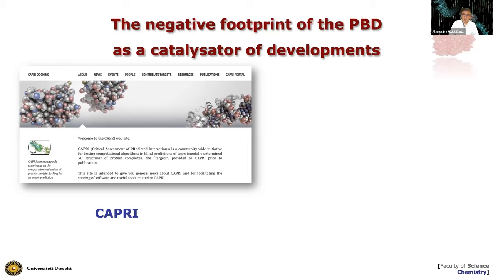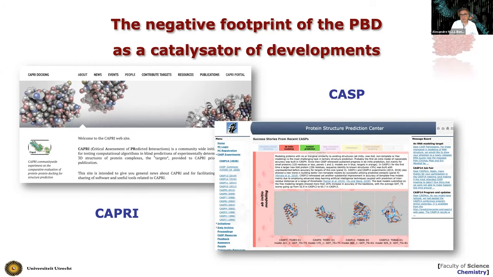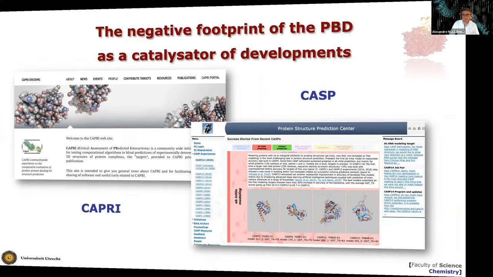Another important critical assessment which has benefited from the negative footprint of the PDB is CASP, because in CASP only models that are not in the PDB or that do not have a template in the PDB will be submitted. CASP has been running a bit longer than CAPRI, but both experiments really benefit from what is not in the PDB. So the PDB plays both sides. What is in there and what is not in there benefits the community at the end in terms of catalyzing developments in the field. And of course, as already mentioned, the achievement of AlphaFold, DeepMind, but also of many other groups following similar steps, could not have been achieved without a database such as the PDB.